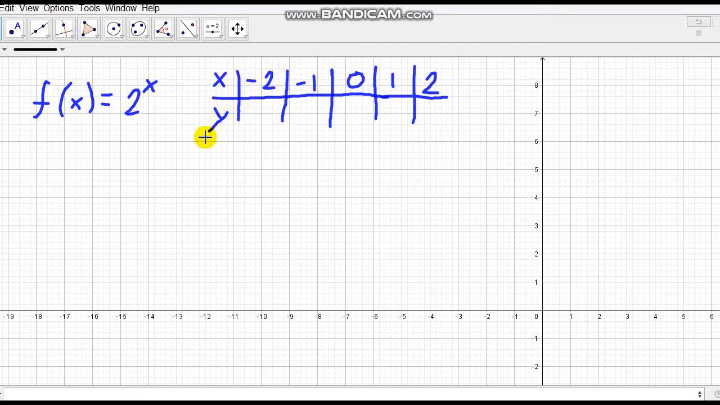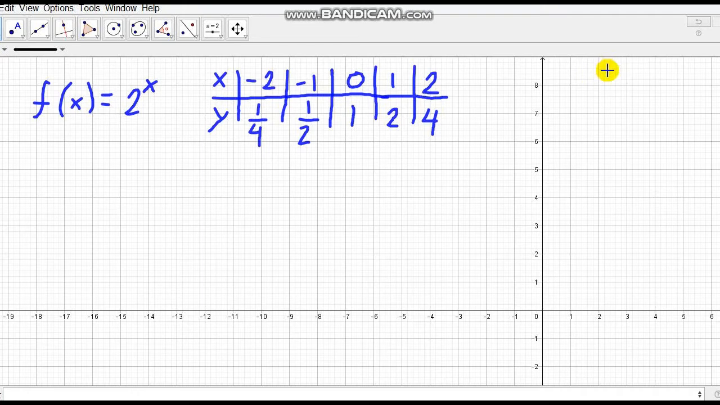That's our dependent variable. Now, 2 raised to -2 is 1/4. 2 raised to -1 is 1/2. If you don't remember how to solve for this, please refer to the previous video that we just had. 2 raised to 0 is 1. 2 raised to 1 is 2. And 2 raised to 2 is 4. So these are our values of y given those x's.